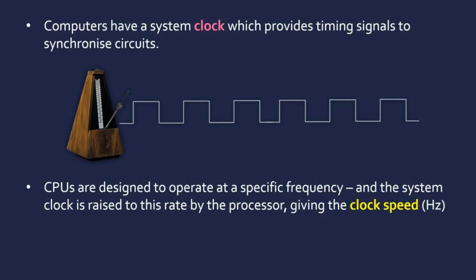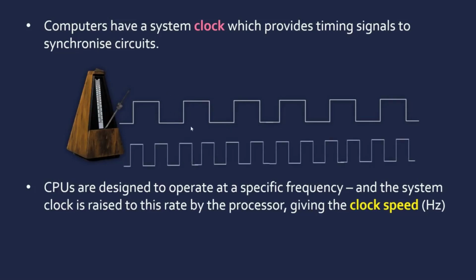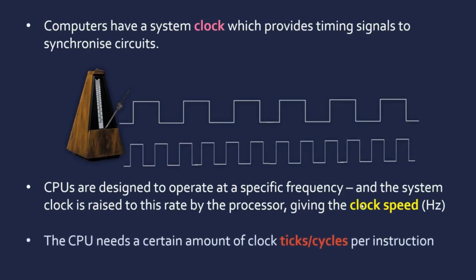The CPU is much faster than all the other components, so it needs a clock that oscillates faster, with a higher frequency. So the CPU takes the system clock and changes it so that it's a lot faster. This is the clock speed. The clock speed is very important because the CPU needs a certain number of clock cycles, or ticks, an arbitrary amount of these. We could just say 1, for example, per instruction.